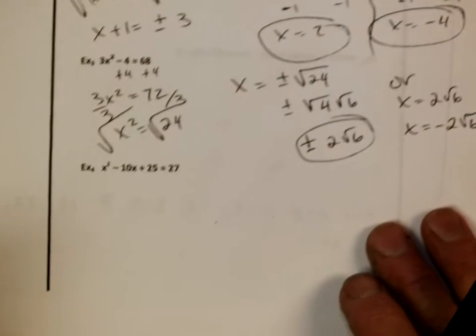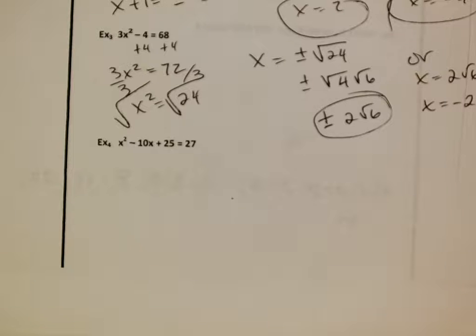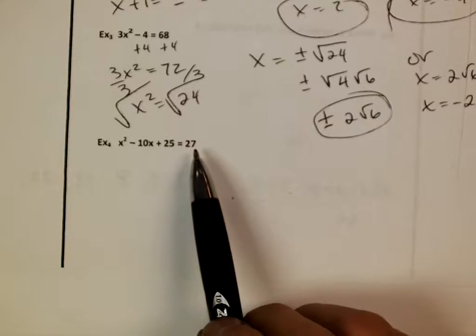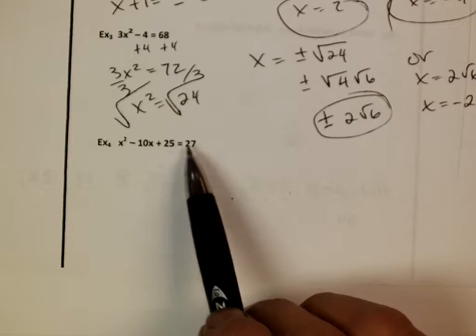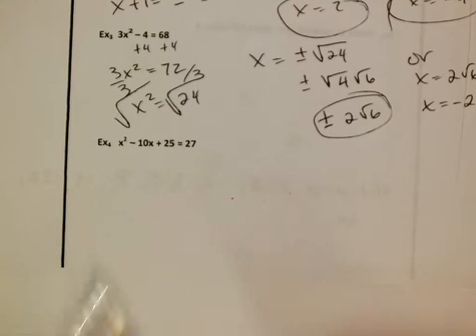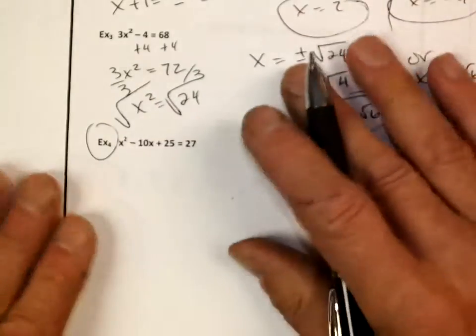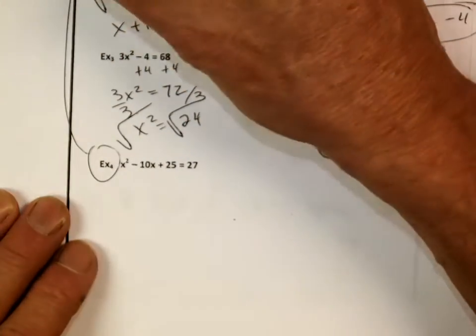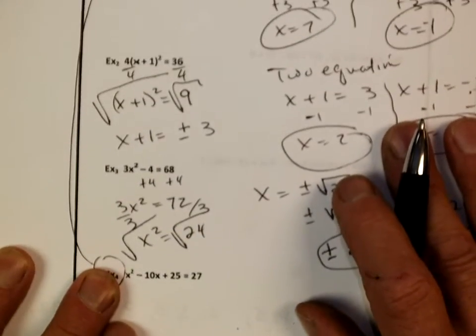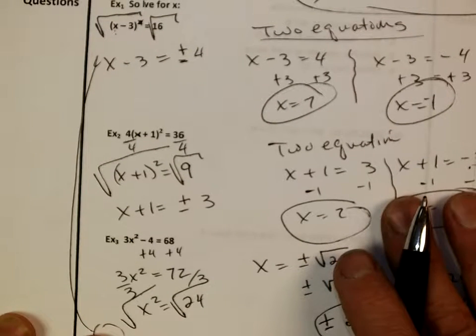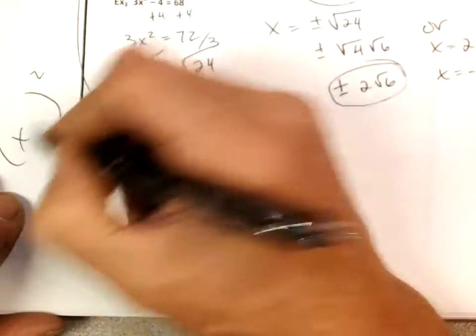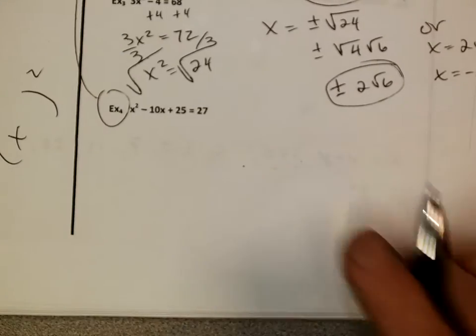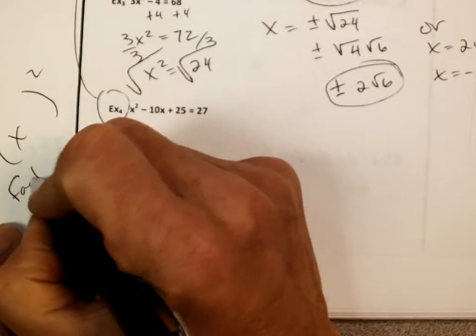Okay, example 4. All right, now, if I tried to go minus 25 minus 25, to solve for x, it gets pretty messy. I could bring over the 27 and try and factor, but it gets kind of messy. But if I could make example 4 look like example 1, then I can solve it by square rooting it, right? Well, how can I make example 4 look like quantity squared? Well, let's start by factoring.